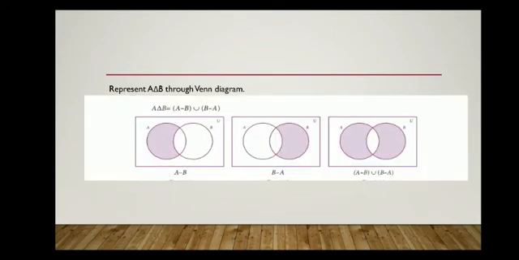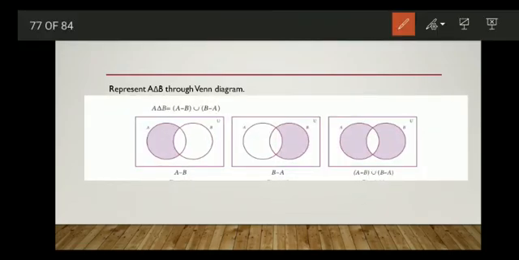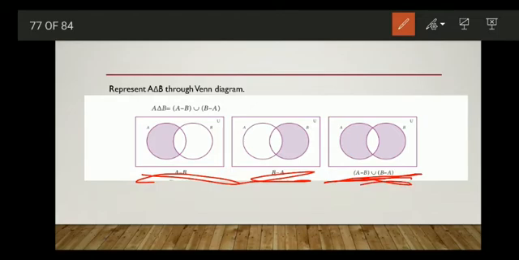So the Venn diagram of A symmetric difference B. First we have to draw A difference B, then B difference A, and combining A difference B and B difference A, that is the union of A difference B and B difference A. So this is the Venn diagram of A symmetric difference B. Okay. So you have to observe that this portion is not shaded. That is, the common portion of A and B will not be there in A symmetric difference B.